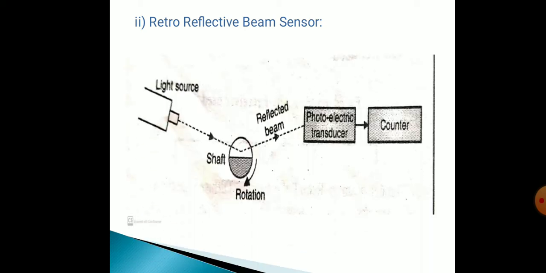The next one is the retroreflective beam sensor. It consists of a light source, shaft, reflected beam, photoelectric transducer and counter. In the arrangement shown in the figure, it uses a light source which is part of the transmitter section, and the photoelectric transducer is the receiver section. This is also used for measurement of rotational speed.